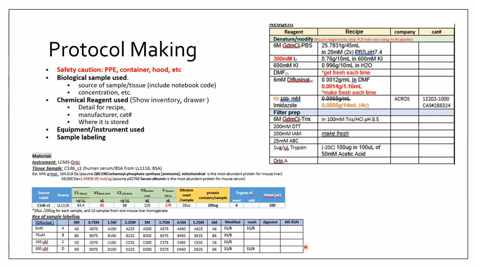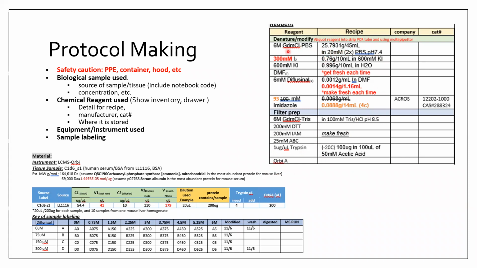And then since we're biochemists, the next thing is the chemical reagents we're going to use. Here, list all the reagents you have, that is, your stock concentrations. And also you will have a recipe of how to make it. As I mentioned, we want to do all the calculation before we get into the lab.